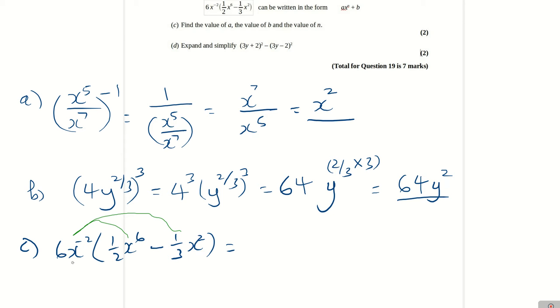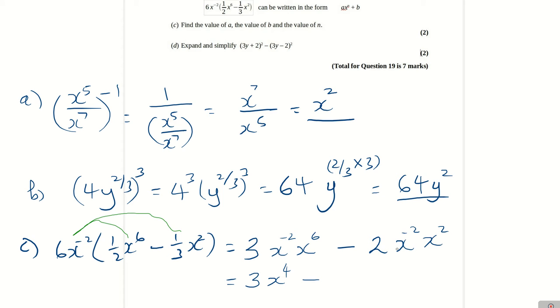Order's not important, so 6x to the minus 2 times a half x to the 6 is the same as 6 times a half, which is 3, and then x to the minus 2 times x to the 6, and I'll do that in a minute. Minus 6 times 1/3 is 1/3 of 6, which is 2, and then we've got x to the minus 2 times x squared. Now, laws of powers, when we multiply, it's just like adding the powers. So we've got x to the 6 minus 2, which is x to the power 4.